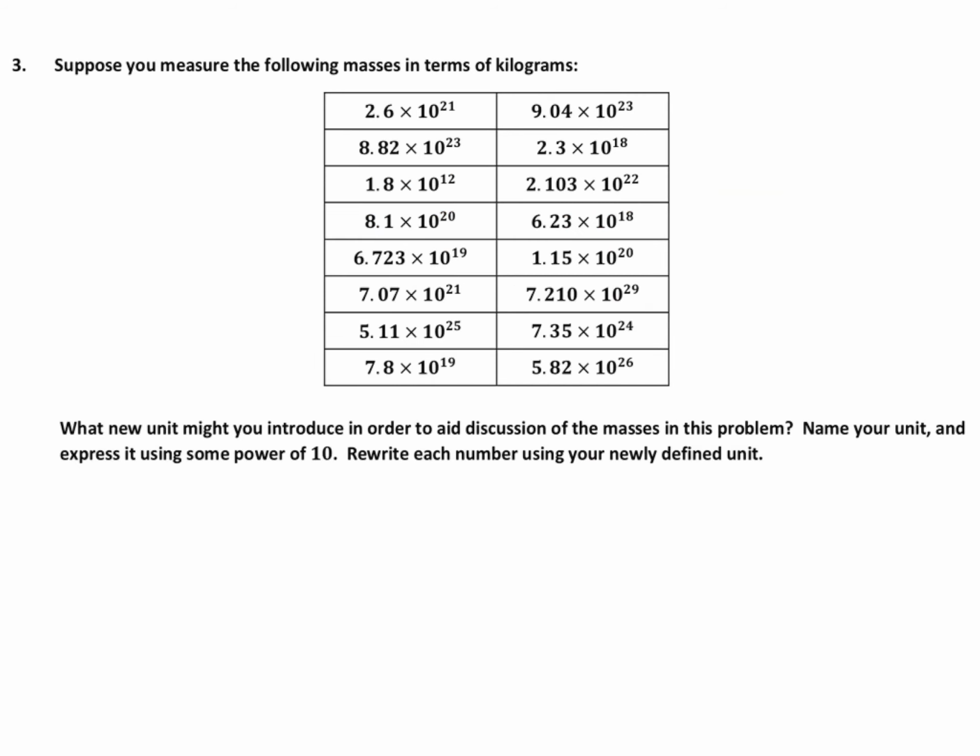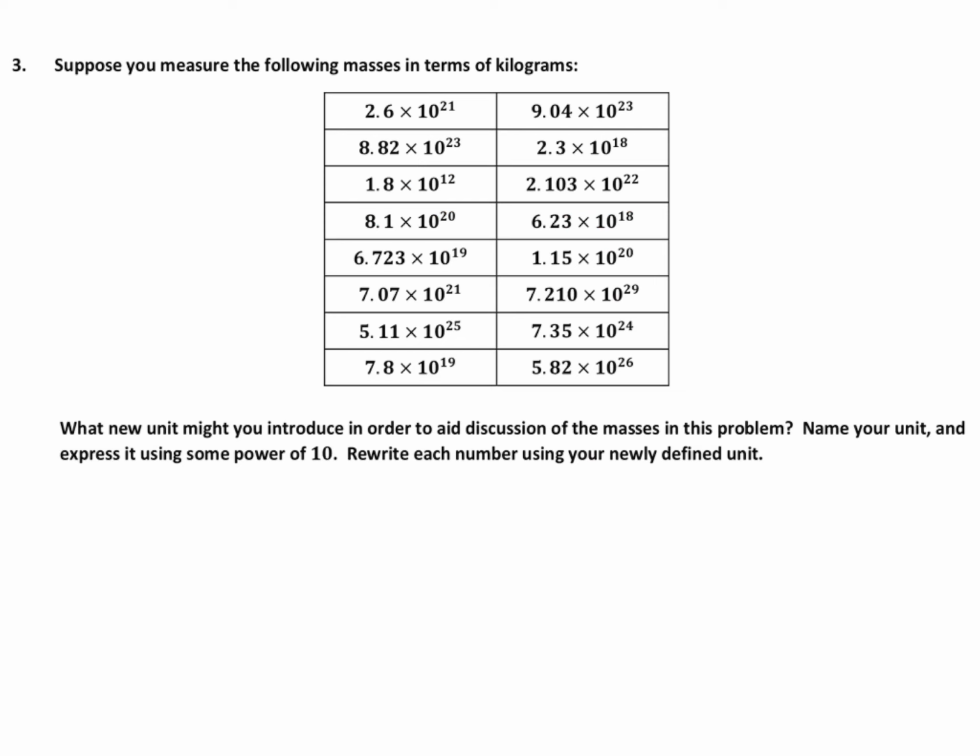Suppose you measure the following masses in terms of kilograms. So these are all of the measurements. It says, what new unit might you introduce in order to aid discussion of the masses in this problem? Make sure you name your unit and express it using some power of 10. Rewrite each number using your newly defined unit.